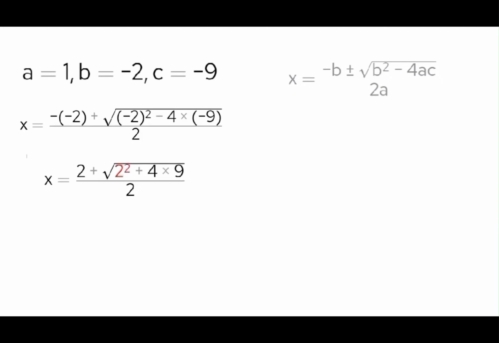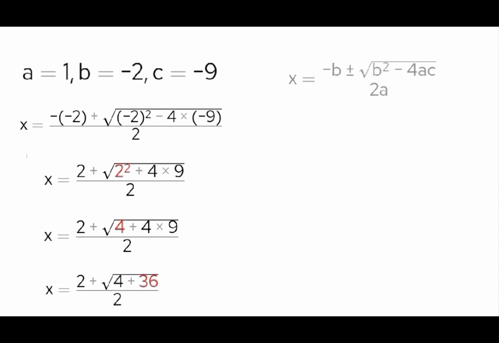After determining the sign, calculate the power. 2 squared will be 4. Calculate the product. 4 times 9 will be 36. Calculate the sum, which will be 40. Factor and rewrite the radicand in exponential form: 2 squared times 10. Rewrite the expression using this.